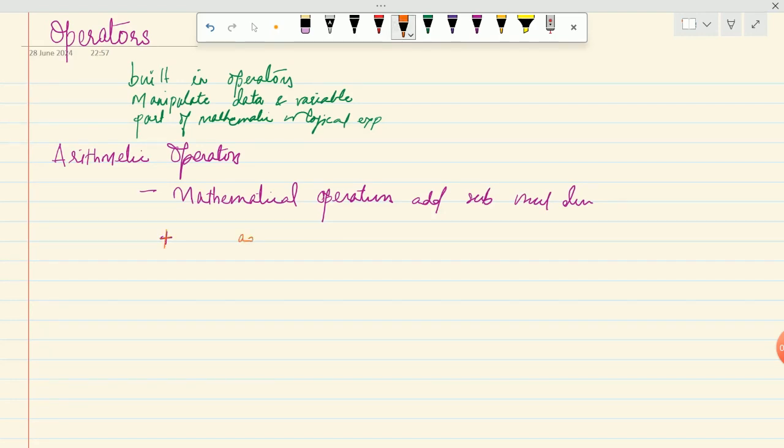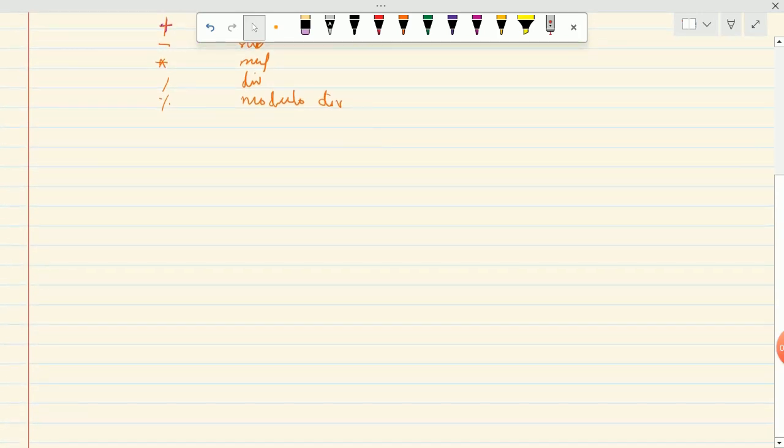The operator symbol for addition is plus, okay, so addition. Minus is subtraction, or we can say this as unary plus and this is minus, and this is multiplication, and this is division, and this is modulo division. We say this as modulo division. It will give the remainder of the operands.